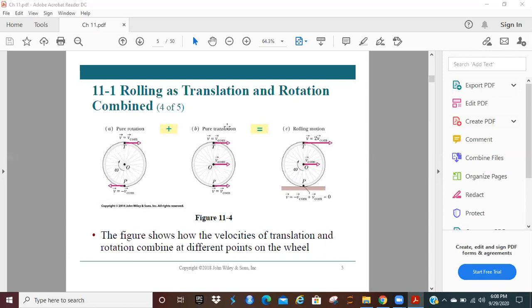If you look at pure translation, the velocity of the center of mass, the velocity of point P and the velocity of point T, everything is going to be the same, pointing in this particular direction. Now, if you add those two together for the rolling motion, which is rotation plus translation, the velocity at the top point is 2 times the velocity of the center of mass. The center of mass is moving in this direction, and P has no movement at all, because this was minus the velocity of the center of mass and this was the velocity of the center of mass. You add the two together, you get 0.